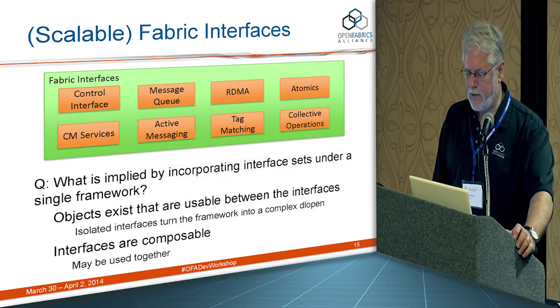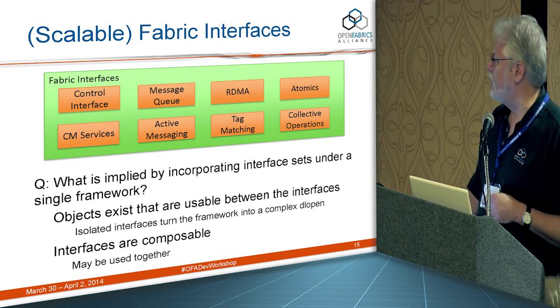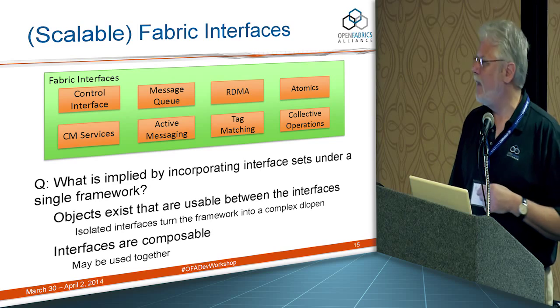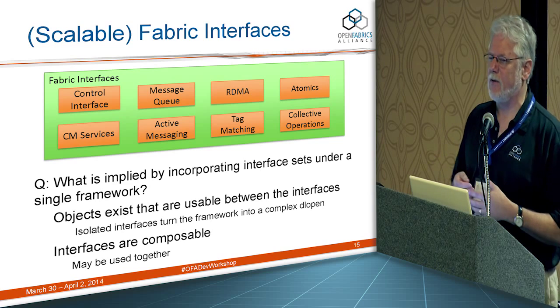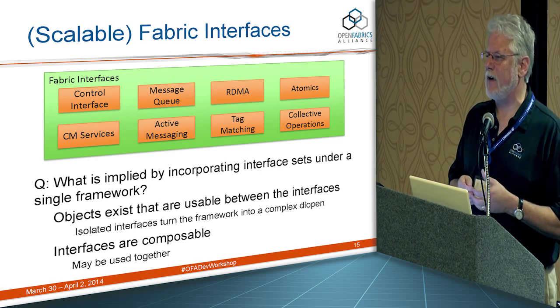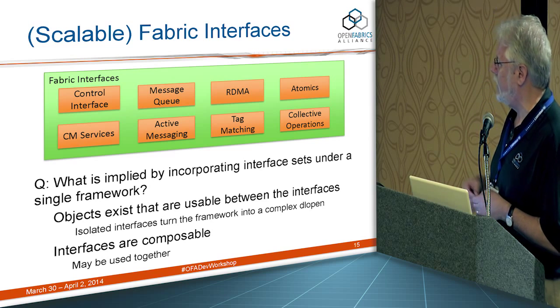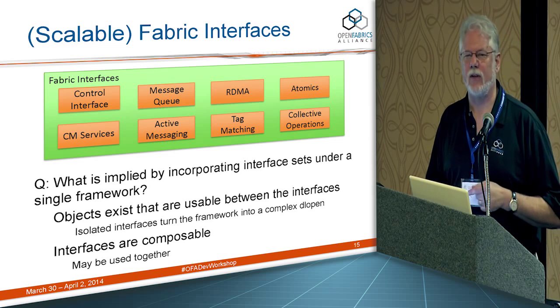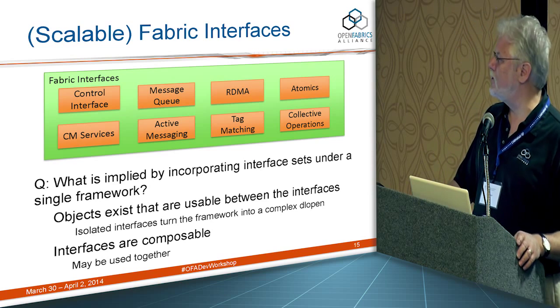Okay, scalable fabric interfaces, what are we doing here? What's implied by incorporating these interface sets in a single framework? The alternative was to not put them in a single framework and just leave them out there as APIs that could be accessed. And again, I stole this slide from Sean, so if I butcher the life out of it, it's my fault, not Sean's.